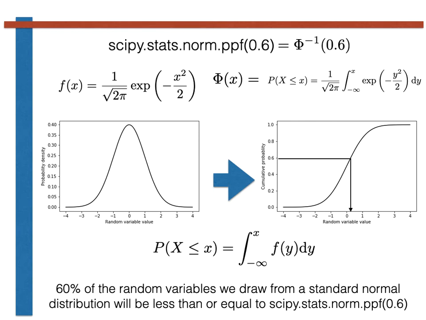That is all well and good, but in the code on the previous slide, we were not drawing random variables from a standard normal distribution, as the mu parameter of the distribution was not 0 and the sigma parameter was not 1. How then do we make this connection? How do we draw these percentiles for normal distributions that are not standard?